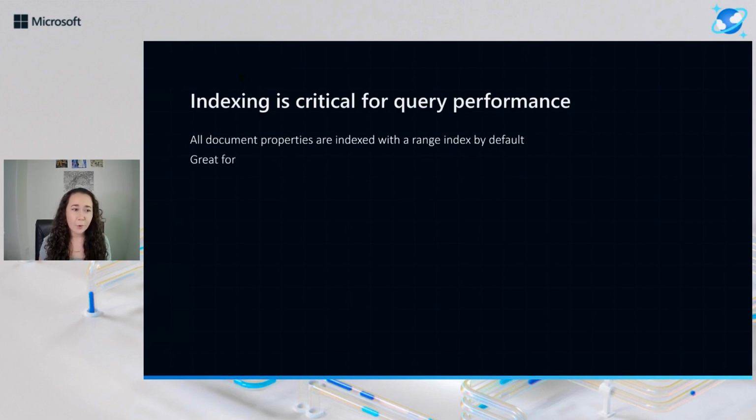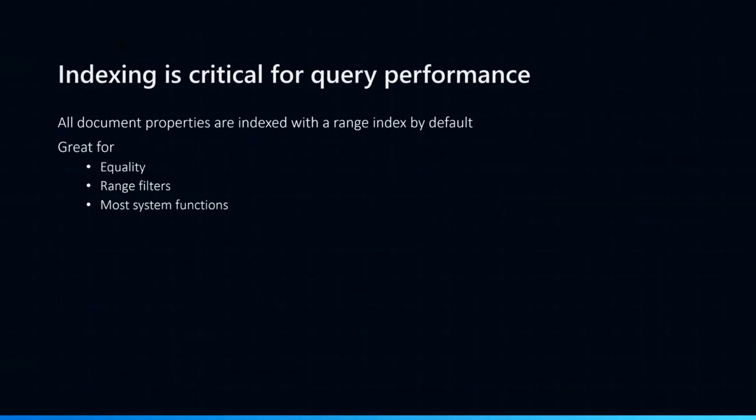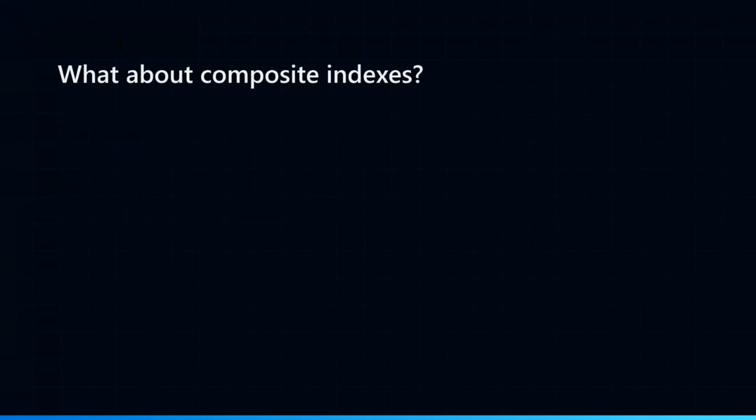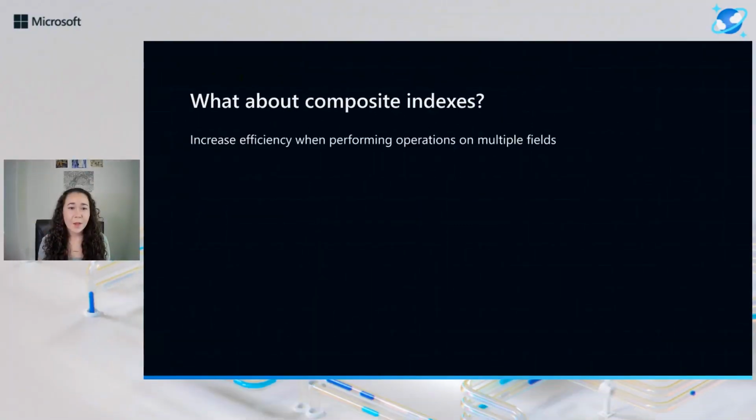This is really great for queries that have equality filters, range filters, most system functions, and also if you're ordering by one property. But there are many queries that are more complex than this. Maybe there's some combination of these, and you can optimize further than just beyond the default indexing policy. For this, we can use composite indexes. Composite indexes really increase efficiency when you're performing operations on multiple fields in a single query.